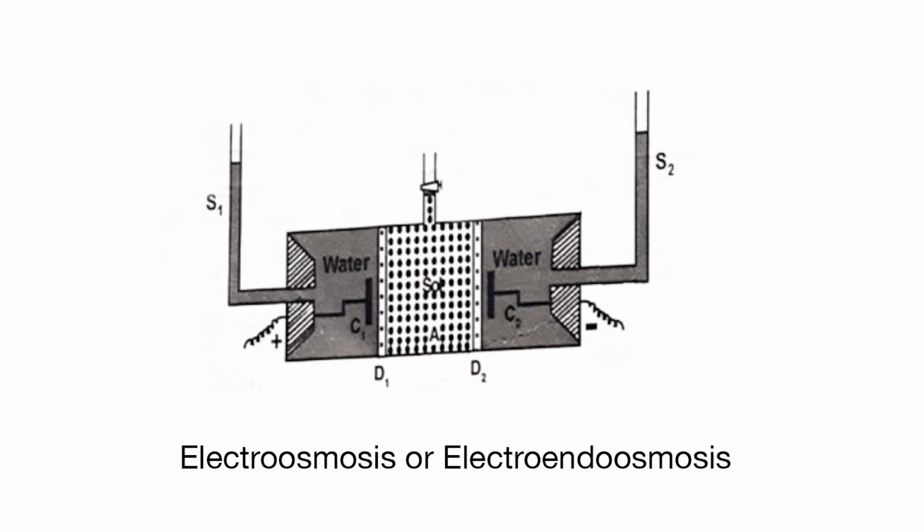If the sol particles carry positive charge, water will carry negative charge. So, it will move towards the positive electrode kept in C1, causing the level of water in the side tube S1 to rise. On the other hand, if the sol particles are negatively charged, water will carry positive charge. It will then move towards the negatively charged electrode kept in C2, causing the level of water in side tube S2 to rise. There are mainly two reasons for the stability of sols.